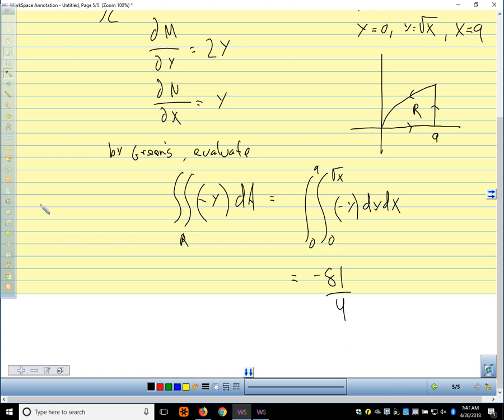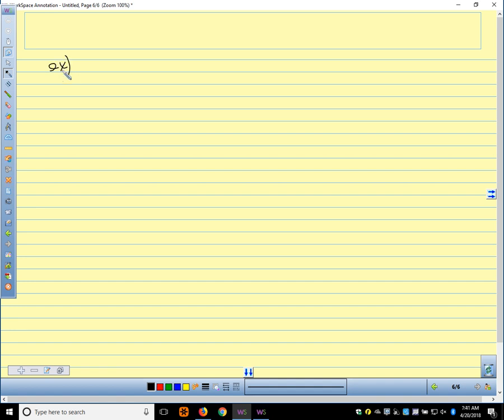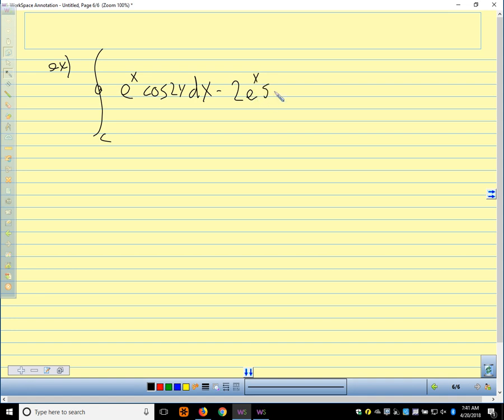All right, let's look at one more example. This is the big example of when you should think, can I use Green's theorem? Or when can I make my life easier? We're going to make this integral e to the x cosine 2y dx minus 2e to the x sine 2y dy. And our path is x squared plus y squared equals 9.